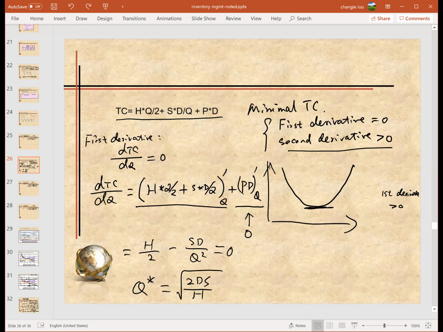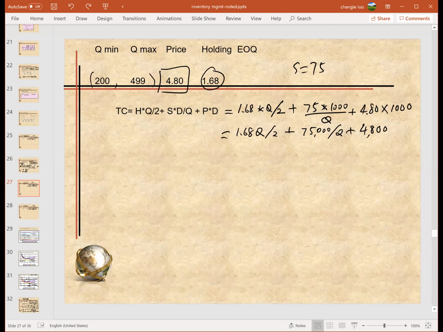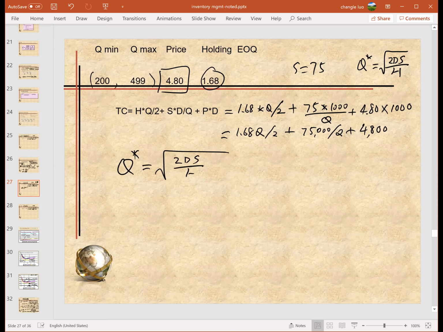All right. I'm going to write it here. Q star is equal to the square root of 2DS divided by H. And here's the total cost. We're first going to find the Q star and draw the curve here. So Q star equals 2 times demand, which is 1,000, times S, 75, which is the ordering cost, divided by H. H here is the holding cost, 1.68. Okay, so this is the middle one.